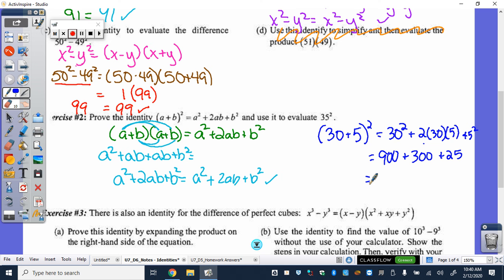So now 900 plus 300, and then plus 25. 1225. So let's check it in your calculator. Just type in 35 squared. Let's see if we get 1225. Yep. There we go.